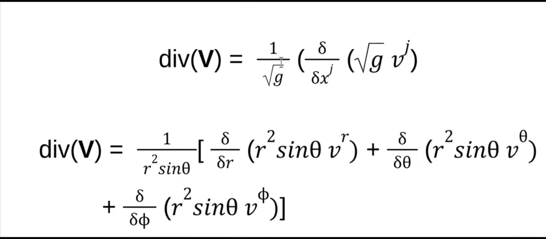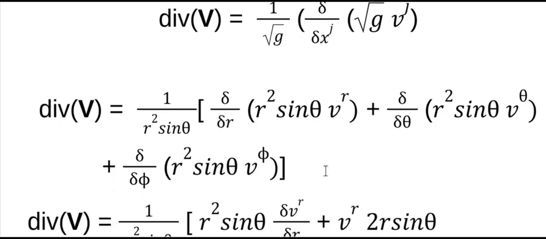All right. So we've got 1 over the volume element, which is this. In the first case, it's going to be the partial with respect to r of the volume element and the component V^r, plus the partial with respect to theta of the volume element and the component V^theta, plus the partial with respect to phi of the volume element and the component V^phi.